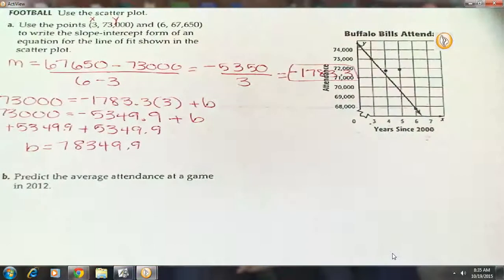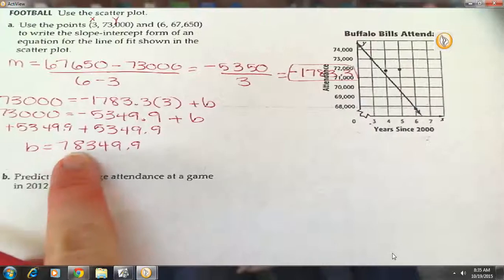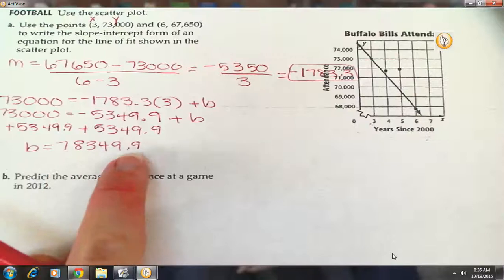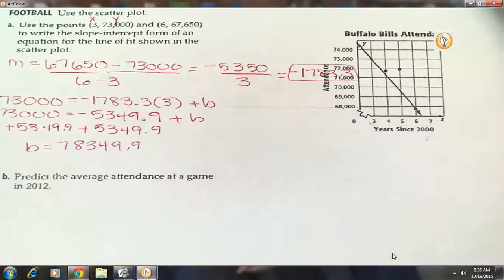For example, I know Caitlin got 78,350. Anybody else get that? I got 78,349.9. It's close. That's okay. Yeah, and that's fine. If they're close like that, I'm going to give it to you. It just depends on how you rounded. If you rounded fine or correct, you're going to get it.